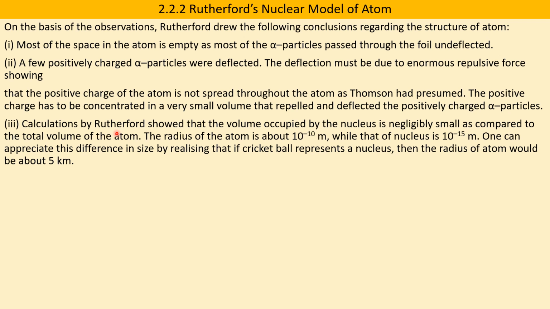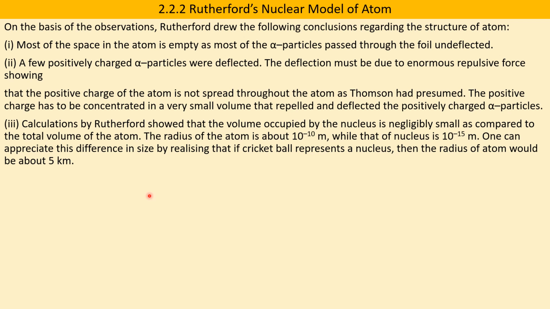The radius of the atom is about 10 to the power of minus 10 meters, while that of the nucleus is 10 to the power of minus 15. So 10 to the power minus 15 is smaller than 10 to the power of minus 10. One can appreciate the difference in size by realizing that if a cricket ball represents a nucleus, then the radius of the atom would be about 5 kilometers. So if the radius of the atom is 5 kilometers, then the size of the nucleus will be about the size of a cricket ball. So the nucleus is very small.